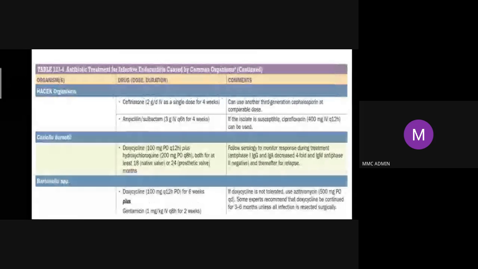Next, if the organisms are HACEK organisms, we will prefer ceftriaxone 2 gram IV OD, or ampicillin-sulbactam. If the organism is Coxiella burnetii, we will give doxycycline plus hydroxychloroquine. Next, for Bartonella, we will give doxycycline.